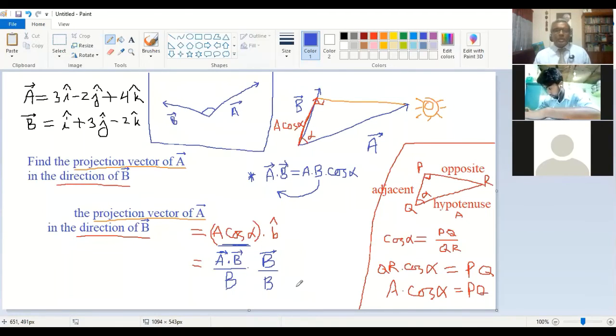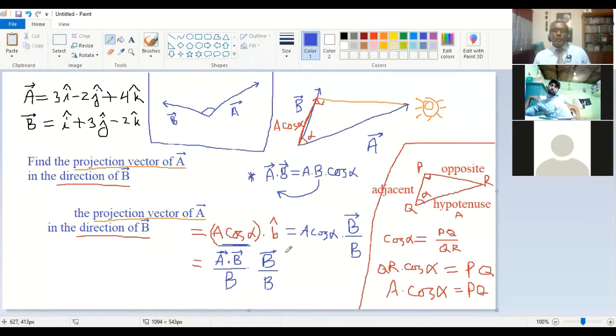So this way you can write. If you do not know cos alpha, you can think of it in this way. If you directly find A cos alpha, then fine, you can think, this is my A cos alpha, and the B vector divided by B vector value. So that is also possible. In any way, you can find this projection.